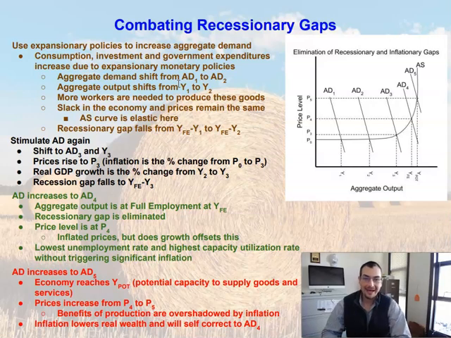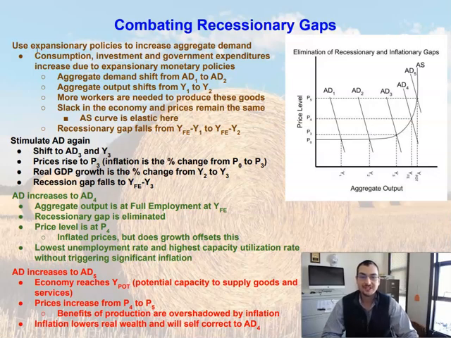Now that we know how the Fed is going to use the three different monetary tools in order to combat the recessionary gaps, let's dive a little bit more into it. And we're going to throw up another graph here. This graph is actually going to show the aggregate supply and the aggregate demand. We're going to talk through this graph in this video, and talk about how combating recessionary gaps actually works.